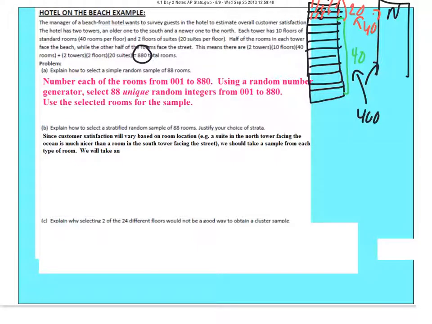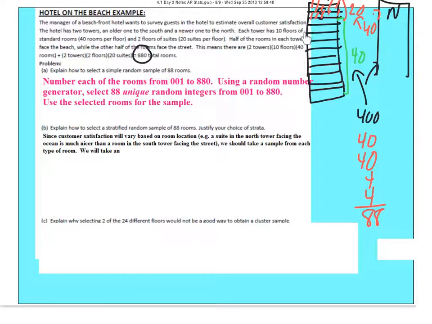What if we take about 10% of each one? If we take 10% of the standard rooms here, that would be 40. And then when we take 10% of the other tower, that would be another 40. So we're at 40 and 40, we're at 80. We have 8 more rooms to choose. Well, there's 40 suites over here in Tower South and Tower North. If we take 10% of that, that would be 4 rooms, and the next one would be 4 rooms. That would be our 88 rooms for our sample.